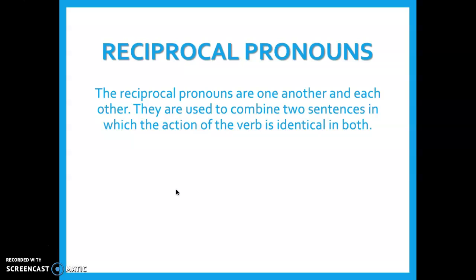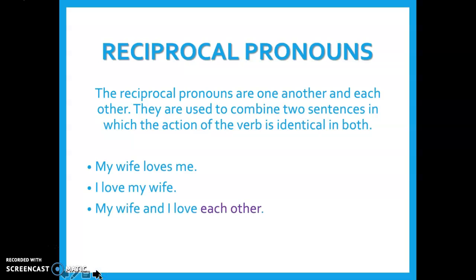The next one is the so-called reciprocal pronouns. Reciprocal, as the name implies, requires some mutual relationship, right? One another and each other are the two pronouns that fall in this category. So, for example, my wife loves me. That's one direction. I love my wife. That's another direction. So we want to combine these two sentences into one, where the verbs are identical, right? Love. So we have my wife and I love each other, or my wife and I love one another.